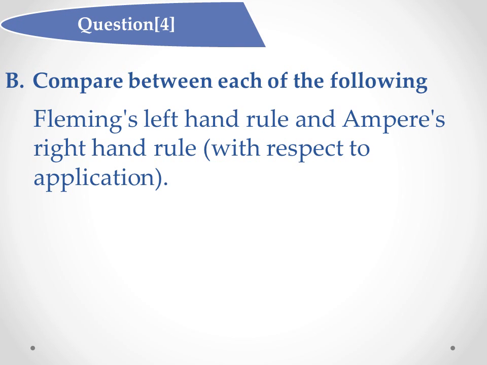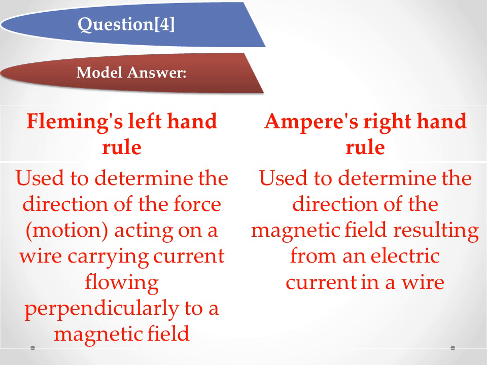Question 4. Compare between each of the following: Fleming's left-hand rule and Ampere's right-hand rule, with respect to application. Model answer. Fleming's left-hand rule is used to determine the direction of the force, the motion acting on a wire carrying current flowing perpendicularly to a magnetic field. Ampere's right-hand rule is used to determine the direction of the magnetic field resulting from an electric current in a wire.